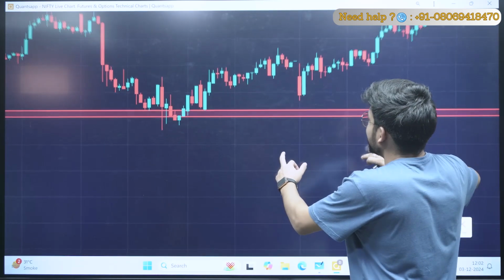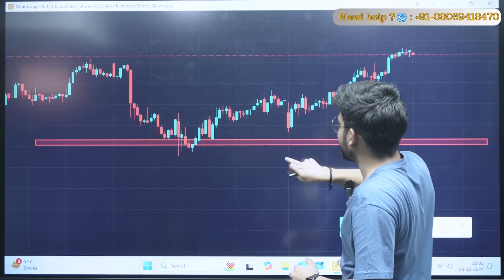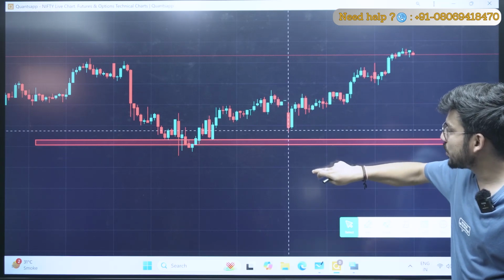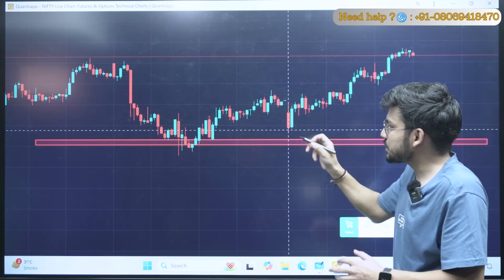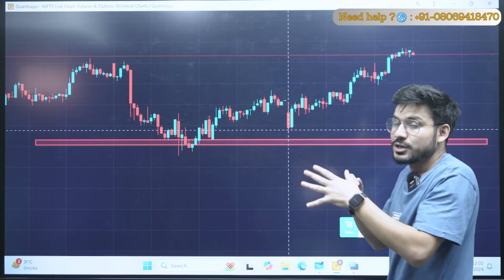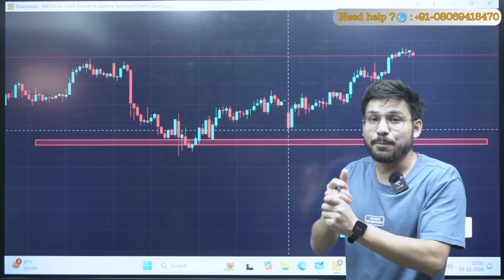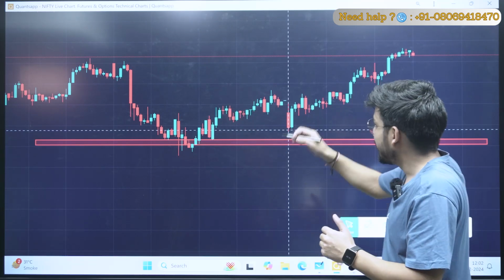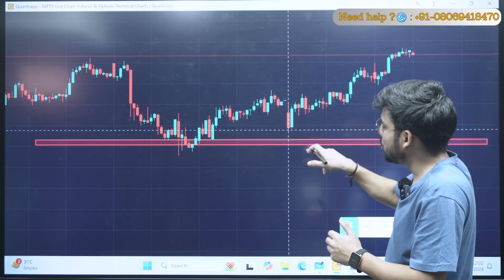Let me zoom it out a little bit for you. So this was my first 15-minute candle, right? It was formed very close to my supply zone. So I'll expect a bullish movement, because from the demand zone usually the buyers take over, right? So I will just mark the high and low of this candle.